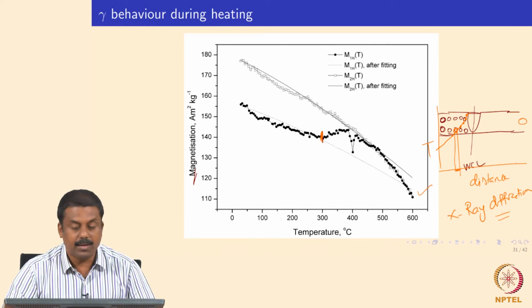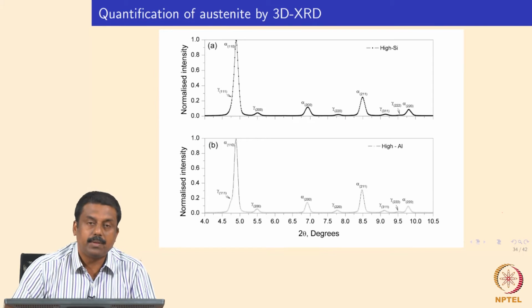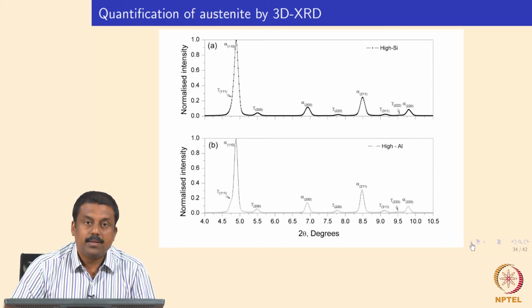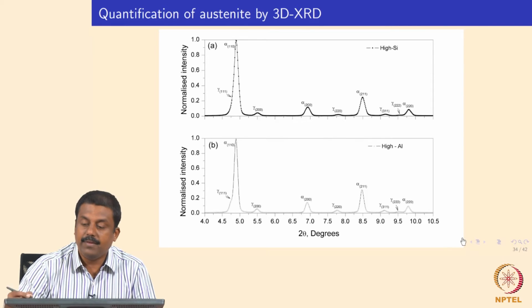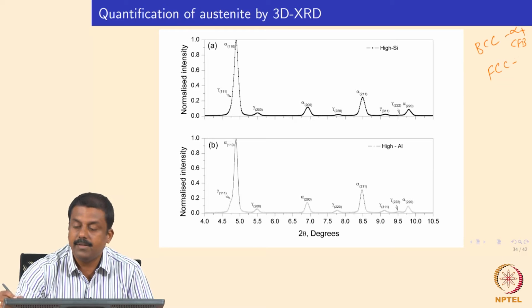The principle of X-ray diffraction I am not going to detail, but you can refer to some of the textbooks I referred to in the beginning of this course. The idea of X-ray diffraction is to get diffraction peaks of individual phases present in the microstructure. Say for example, in TRIP steel we have two phases, right. One is a BCC phase, which is ferrite, and in this case carbide free bainite, and the other is the FCC phase, which is retained austenite.